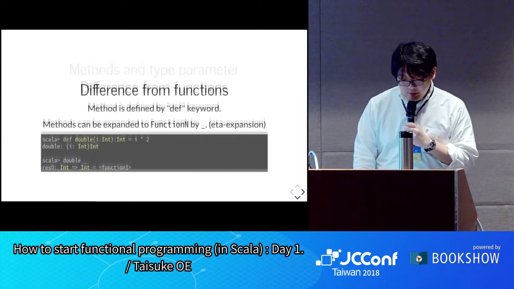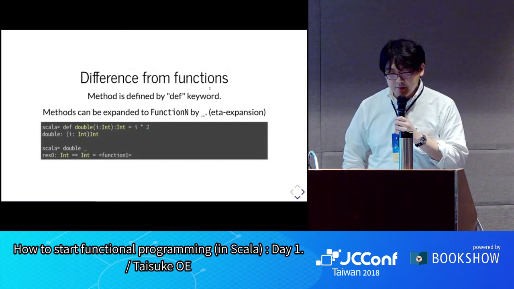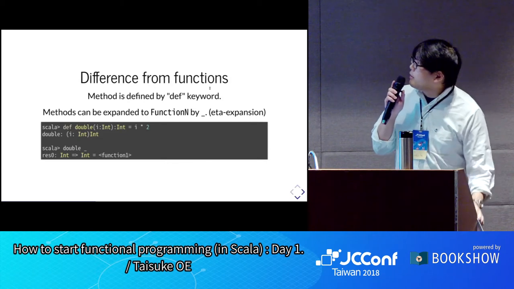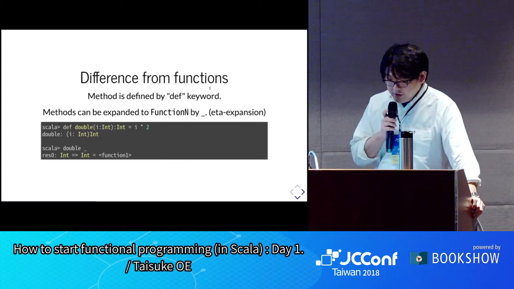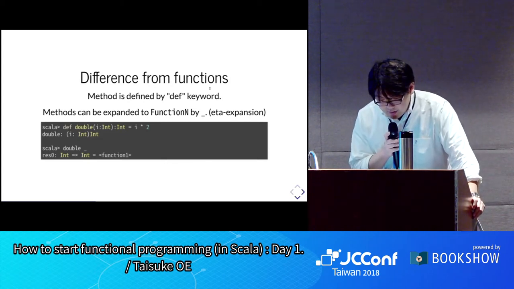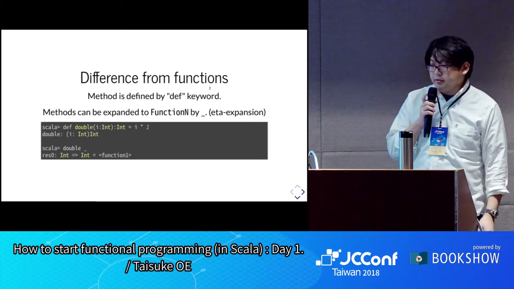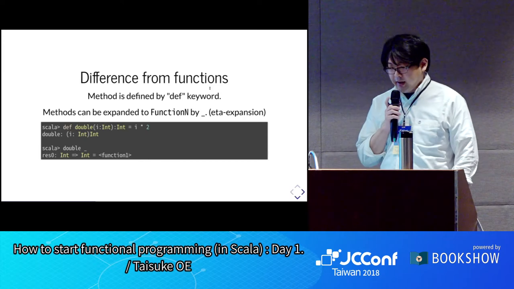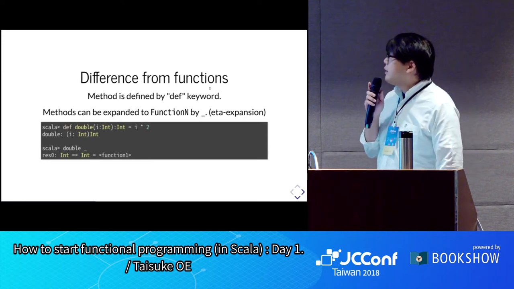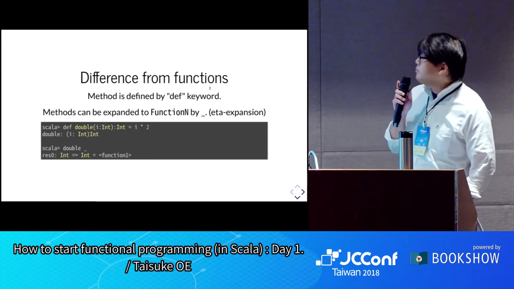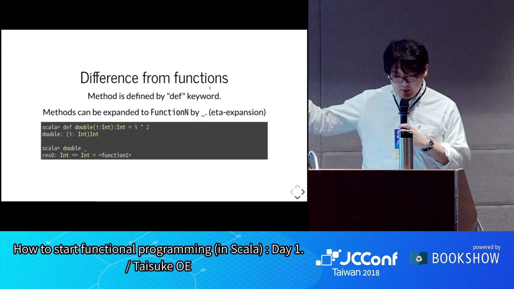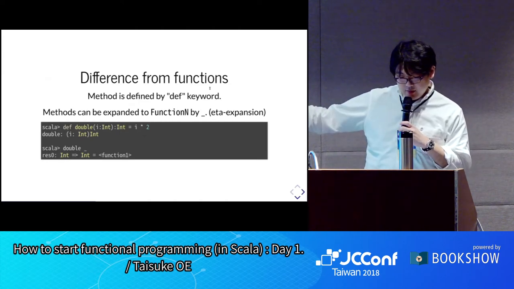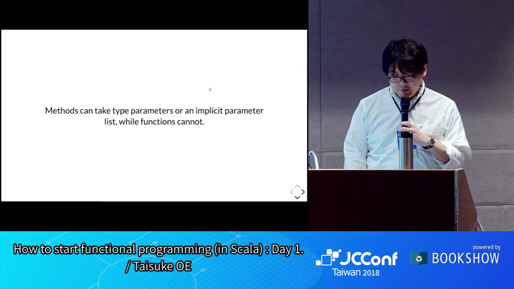So next is methods and type parameters. So they're all methods, right? The difference from functions in Scala is that a method is defined by the def keyword, and a method can be expanded to a function by an underscore. It is called eta expansion. Just call underscore, so then it returns a Function1 instance in this example.